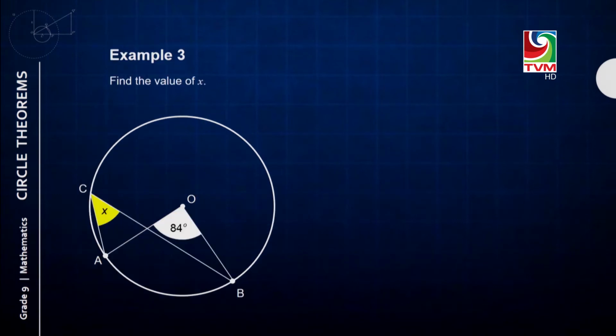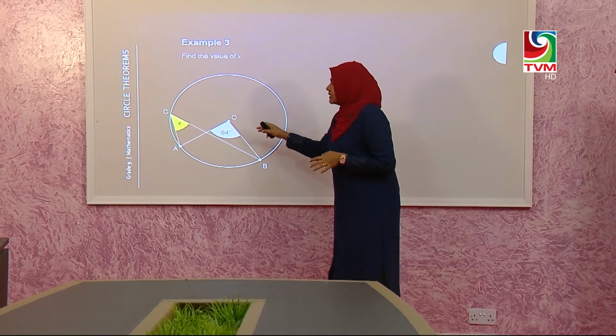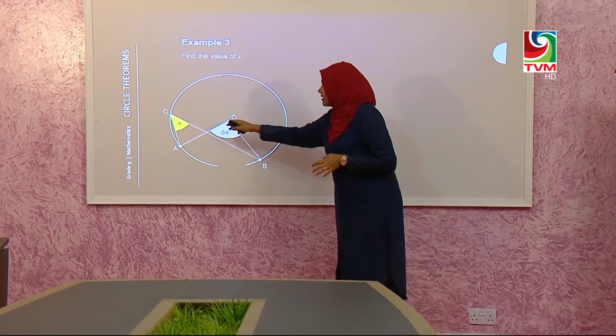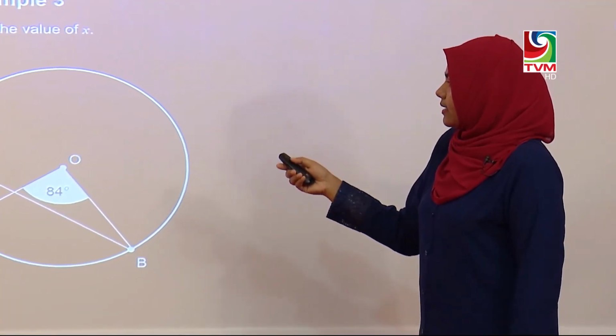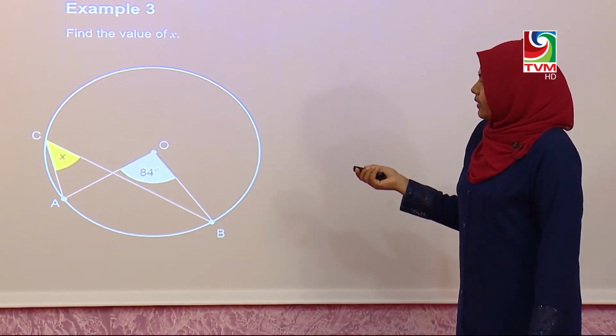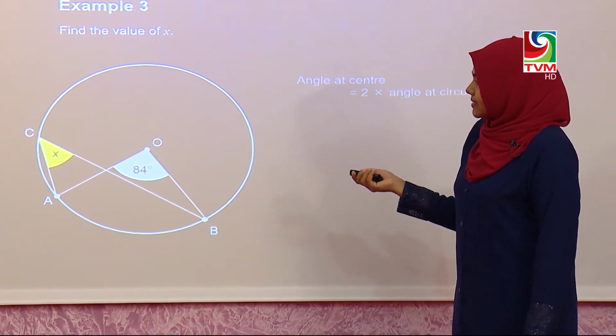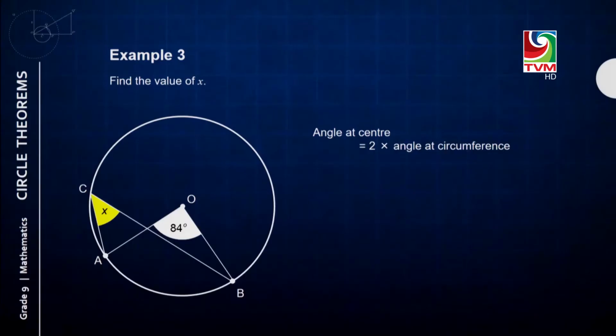I am going to show you another example, because in this theorem many different types of questions will be given for you to identify the center angle and the circumference angle. Here again A, B, C and center O are given to you. You are asked to find the angle x. Again the same thing, angle at the center is equal to 2 multiplied by angle at the circumference.